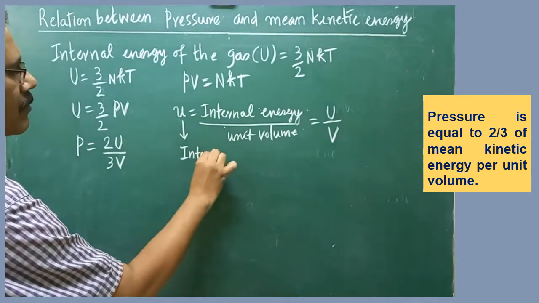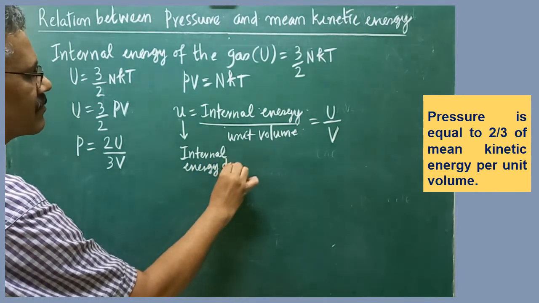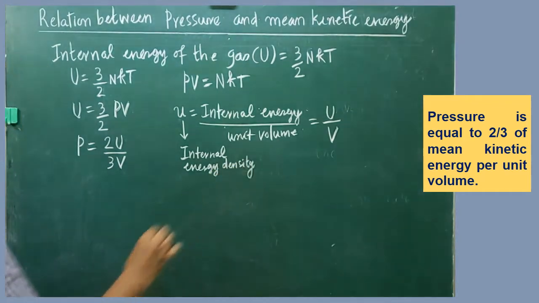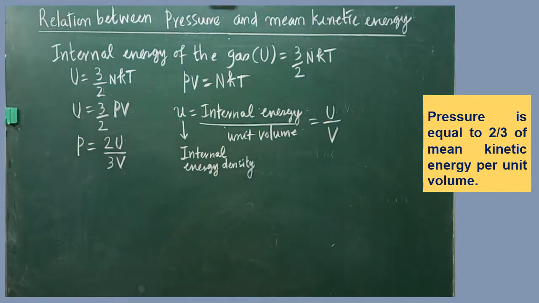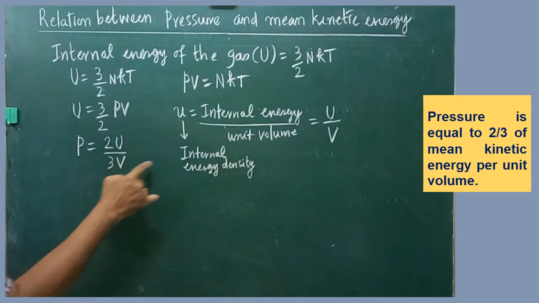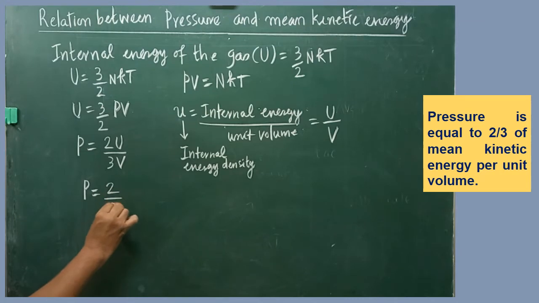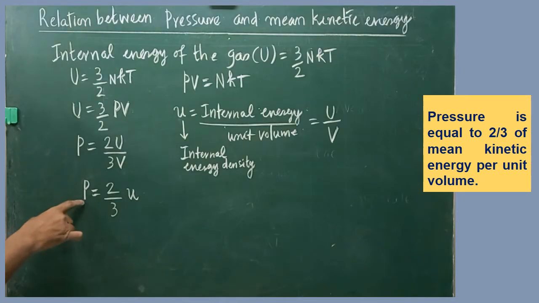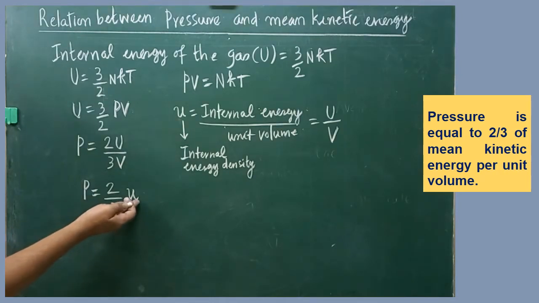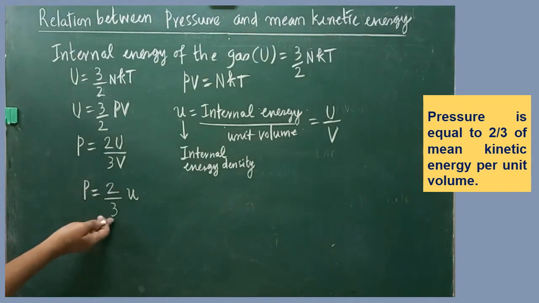Internal energy density, because it is divided by volume, that's why this is called internal energy density. You should understand the meaning. Now capital U divided by V can be replaced by small u. So the next expression I can write is P equals 2 by 3 into small u. Are you clear? How is the pressure measured in terms of internal energy density? The pressure of the gas is equal to two-third of the internal energy density.